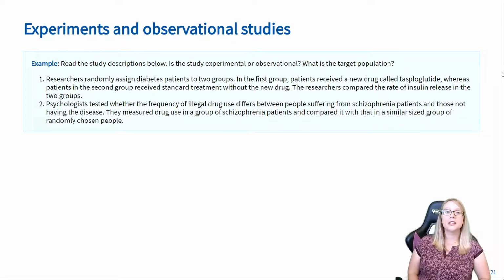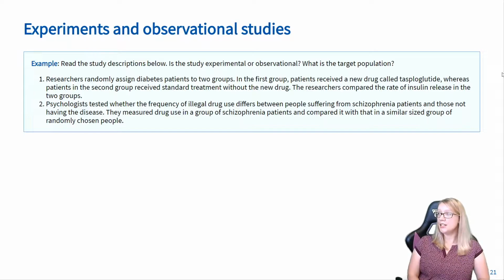Scenario 1 is an experiment. We're directly manipulating our subjects to have them either take taspaglutide or the standard treatment. We are telling them what to do. We're assigning them something to do. So this is an experiment.